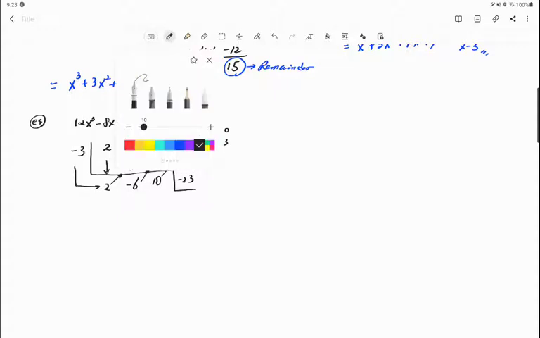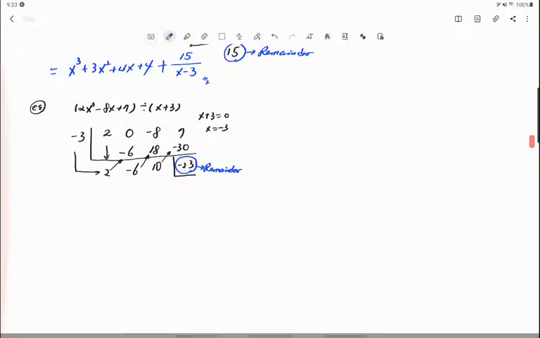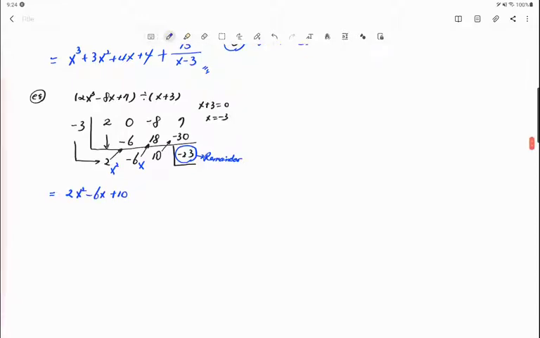So what's the remainder? This is the remainder, right? Remainder. And then there are 3 terms. So 10 is the constant, negative 6 is the coefficient of x, and 2 is the coefficient of x squared. So the answer is the 3 terms, 2x squared minus 6x plus 10. And there's a remainder, so minus 23 over the divisor.